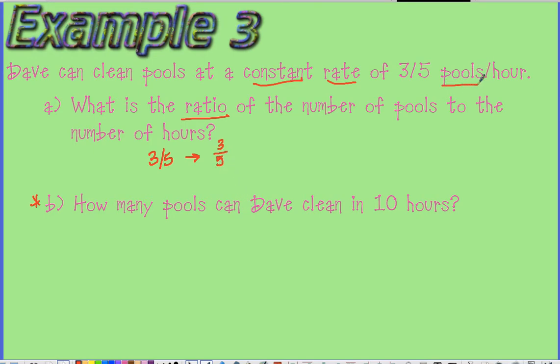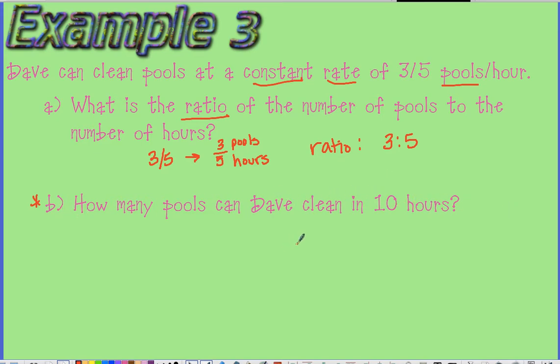And then with your labels, the first label always goes with the top number, which is the number listed first, and the second always goes with the bottom number. So the ratio in this case is 3 to 5 because they want the ratio of pools to the number of hours. How many pools can Dave clean in 10 hours?